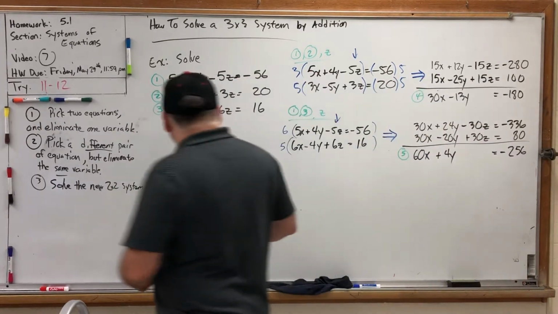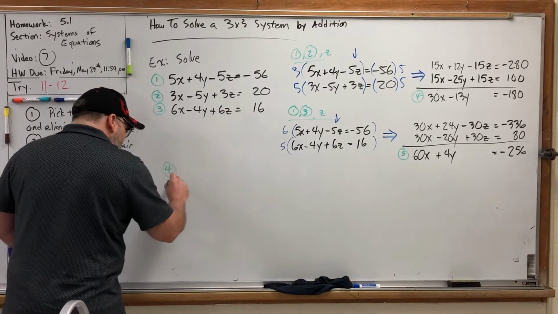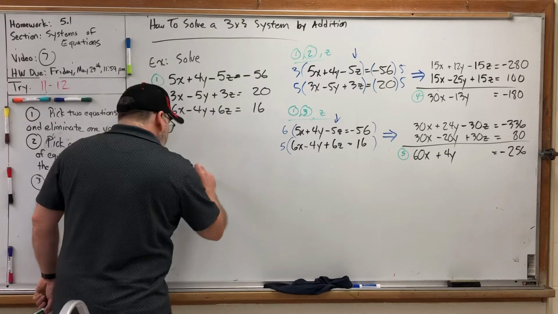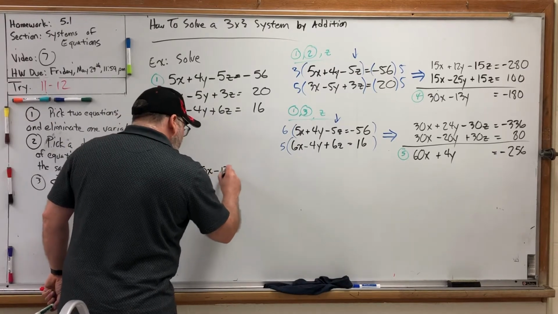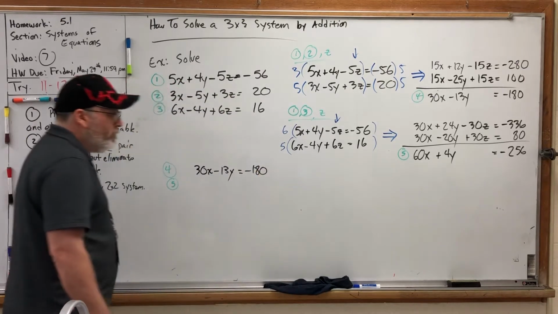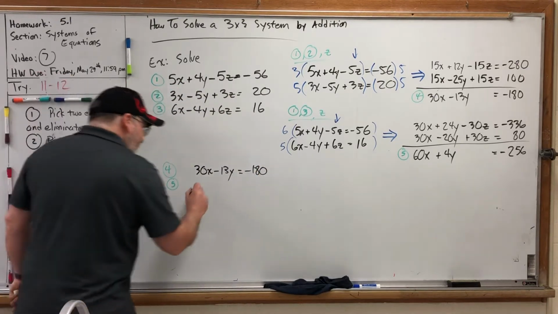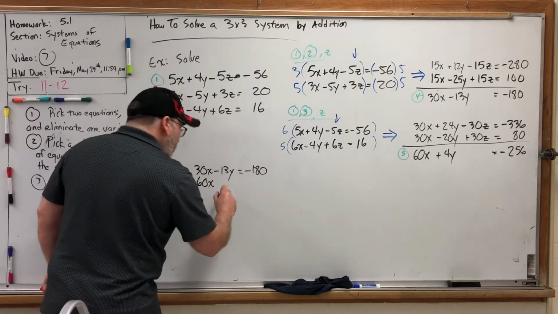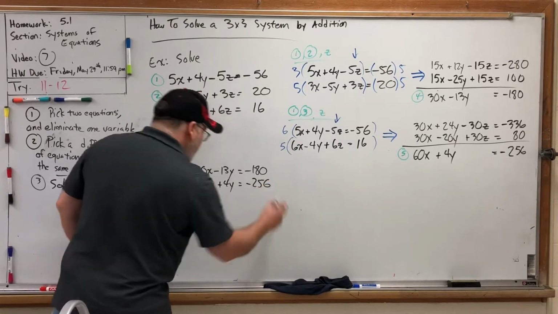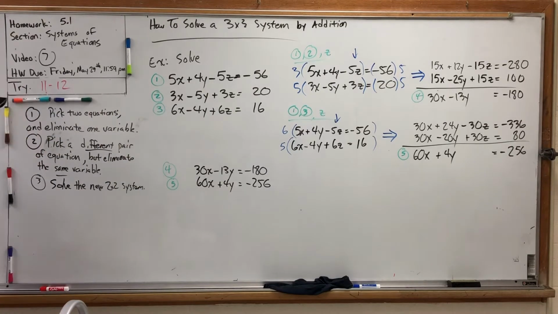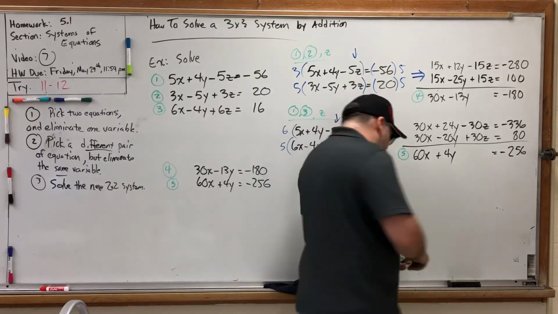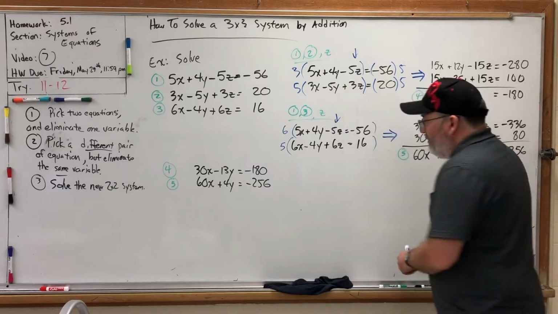So now we have a new 2 by 2 system, equations 4 and 5. Equation 4 was 30x minus 13y equals negative 180. Equation 5 is 60x plus 4y equals negative 256. And now we just solve the 2 by 2. And, well, there's a fourth step. I bet you can figure out what it is.